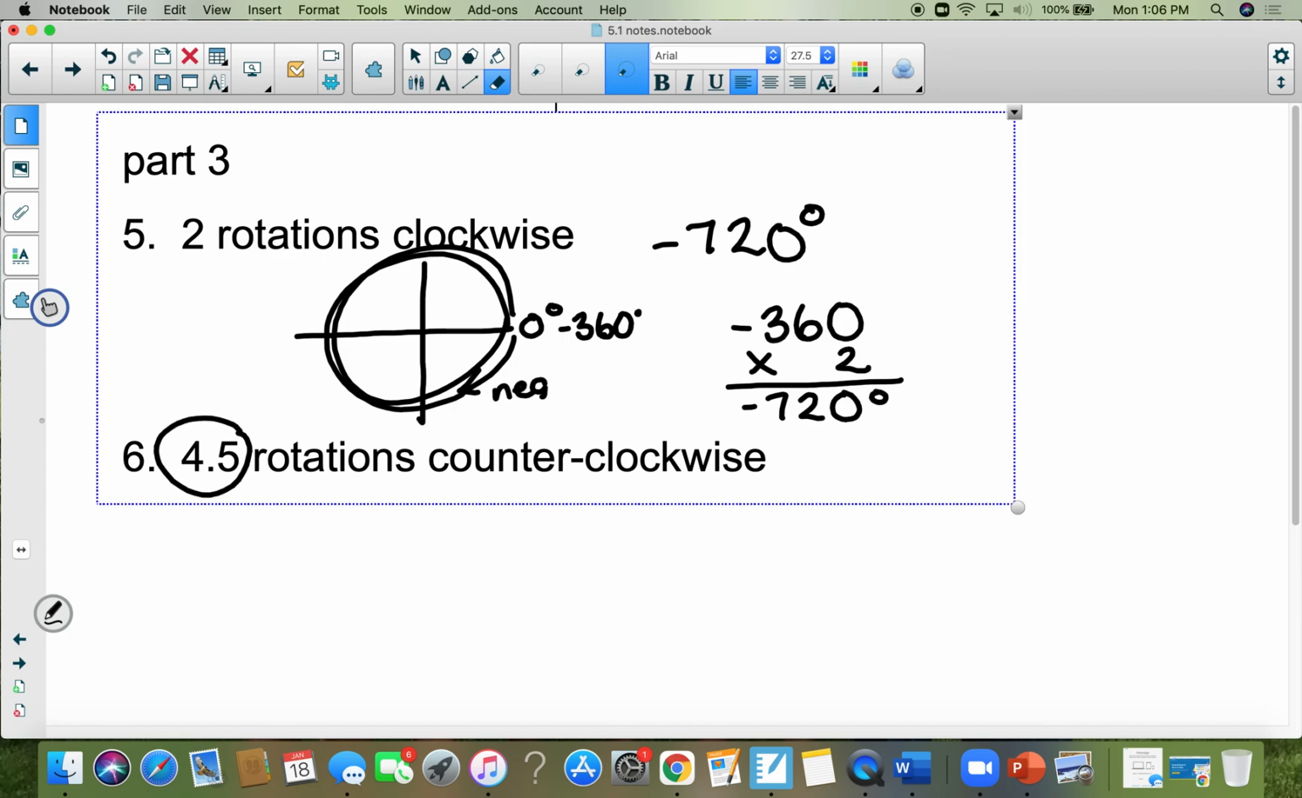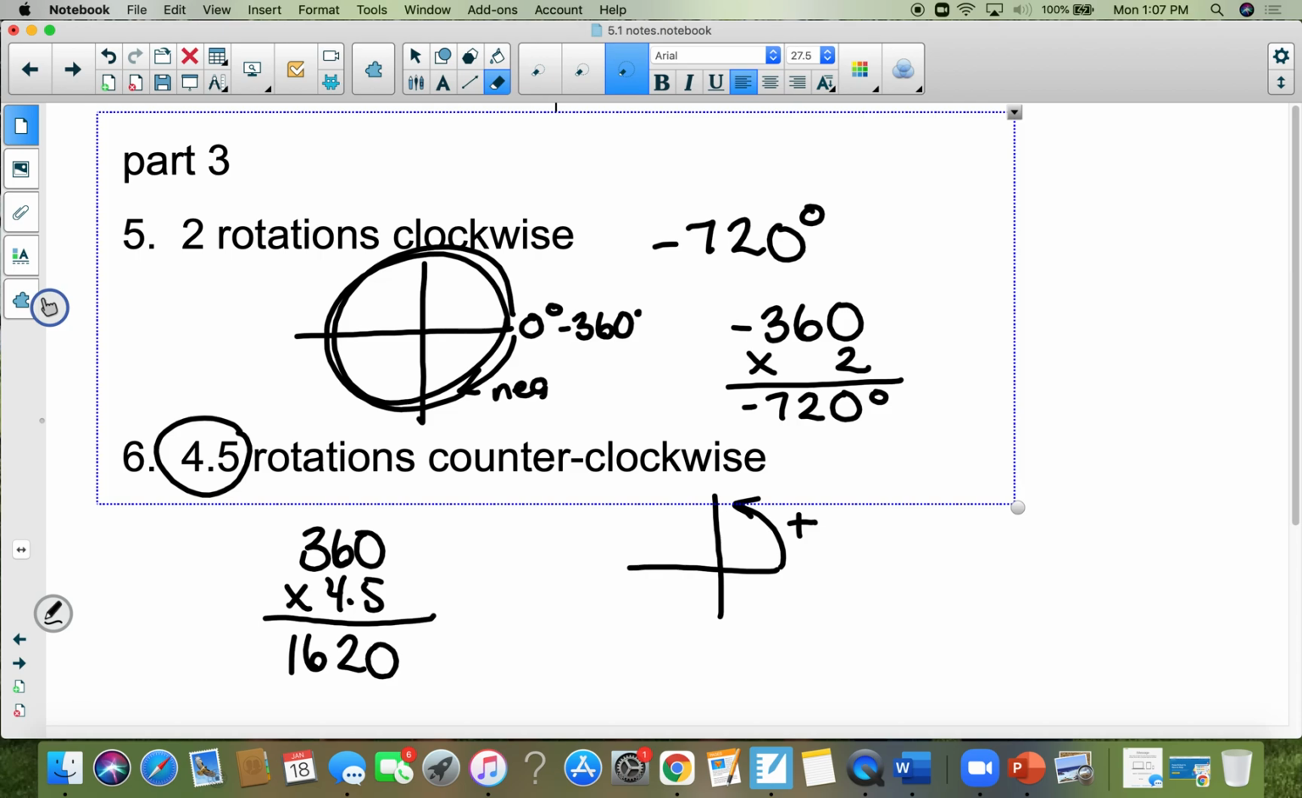4.5 rotations counterclockwise. Counterclockwise goes in this direction, which is a positive angle. So just take 360 and multiply it by 4.5 rotations, which is going to give you 1,620 degrees. So just multiply by a negative 360 or a positive 360, depending on if it was clockwise or counterclockwise.